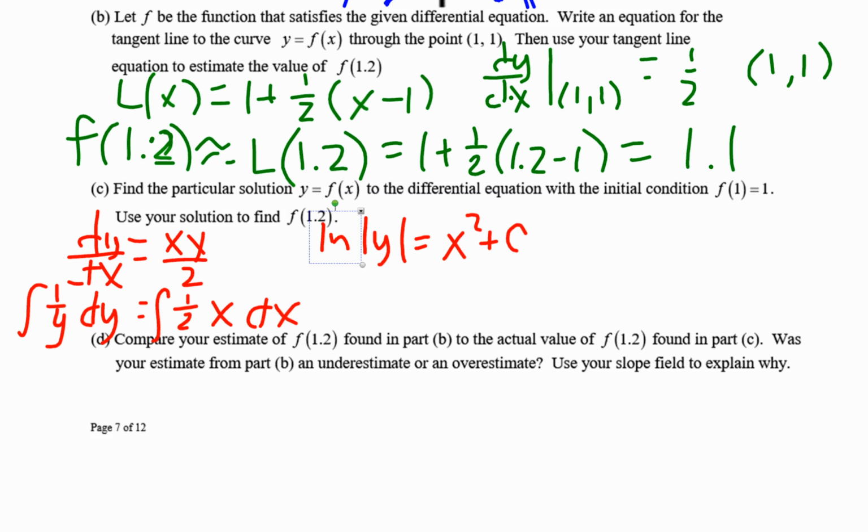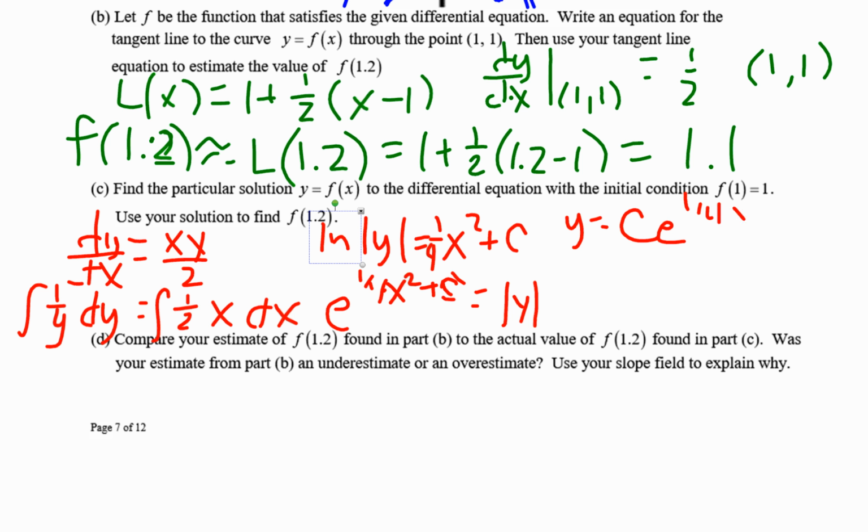No, it's not. It's 1/4 x squared, isn't it? Yeah. Okay, so now e to the 1/4 x squared plus c equals absolute value of y. Remember, we can move that c to the front and get rid of the absolute value. C e to the 1/4 x squared. Oh, I don't have to write the plus c anymore, do I? 1/4 x squared because I put it in the front.